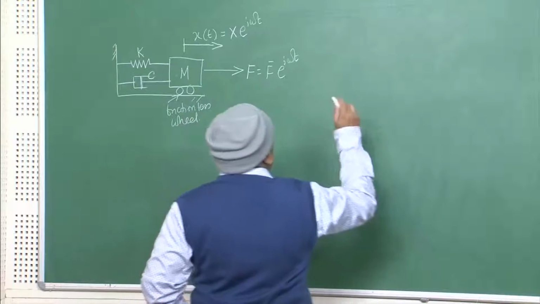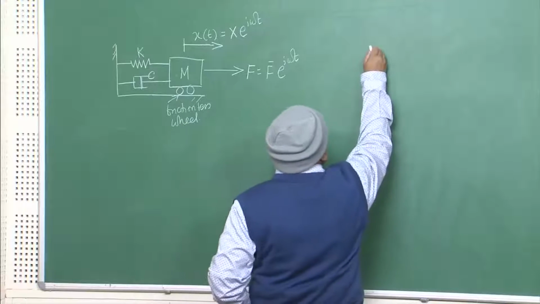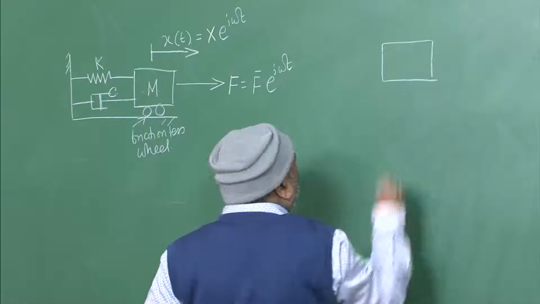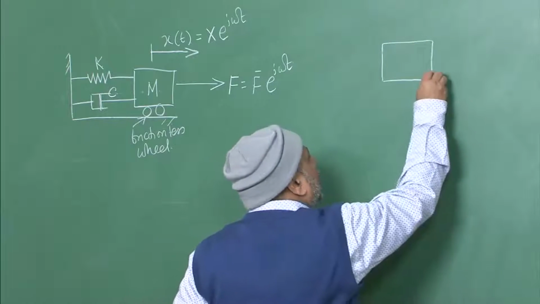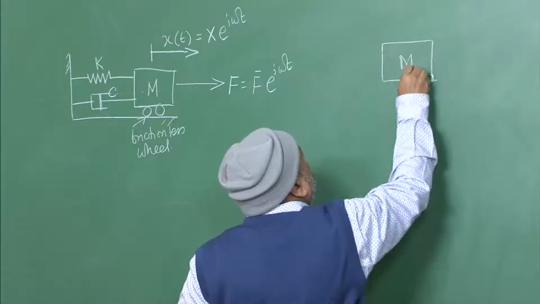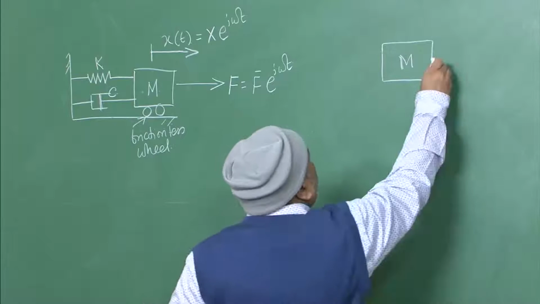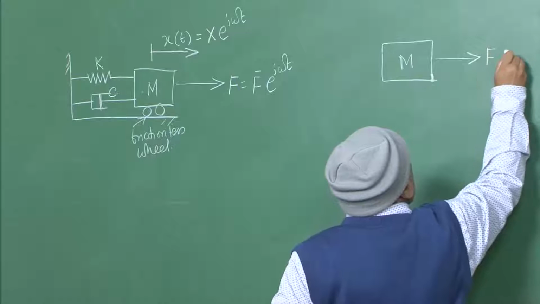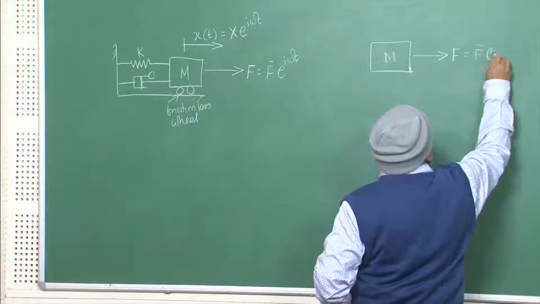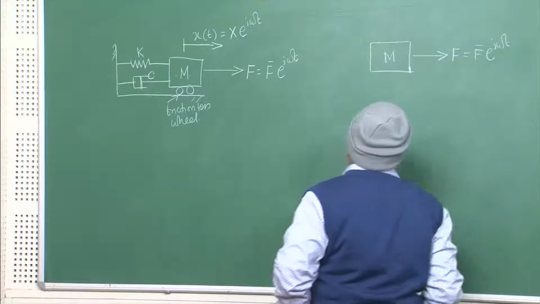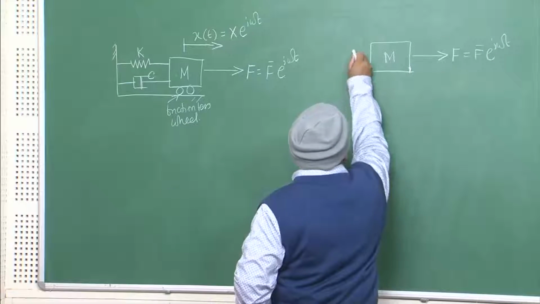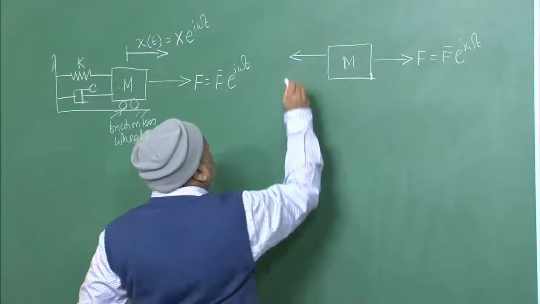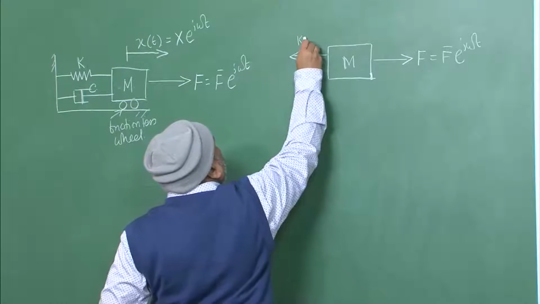So, first of all let us try to get the governing equation, which we can do very easily by applying Newton's law. So, if we draw the free body diagram of the mass m, then one of the forces that is working is F, which is F bar e raised to the power j omega t, and this harmonic force is getting resisted by the spring, and the spring force is proportional to the displacement.